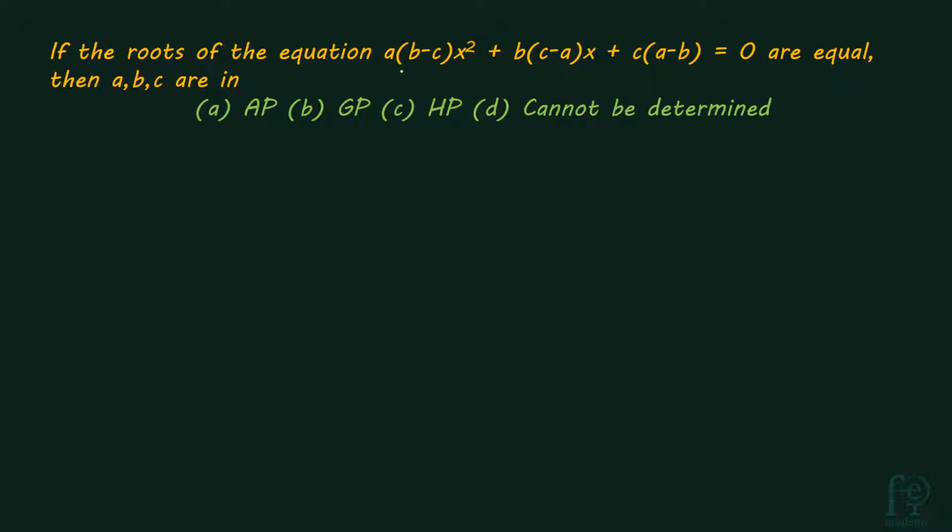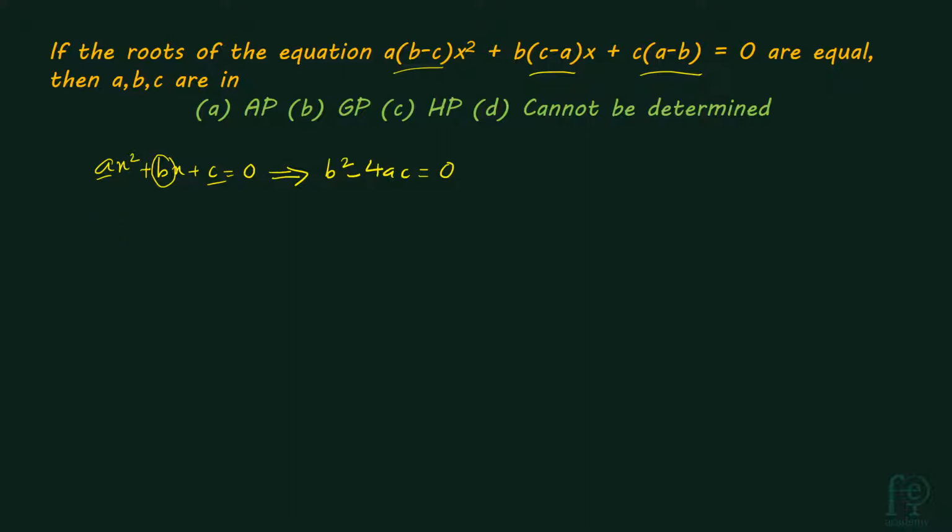So a, b and c come in this equation. Then what is the given statement? The roots of the equation are equal. If the roots of any equation ax² + bx + c = 0 are equal, what does it mean? b² − 4ac = 0. So that is the meaning. This is b, this is a and this is c. So similarly in this equation also, b² − 4ac will be equal to 0.